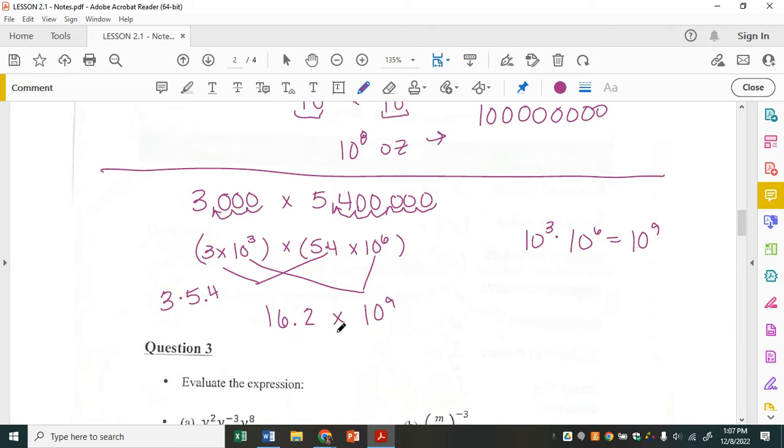Is that in correct scientific notation? No, right? I got to move one more over and say 1.62 times 10 to the 10th because I just moved the decimal over one more time.